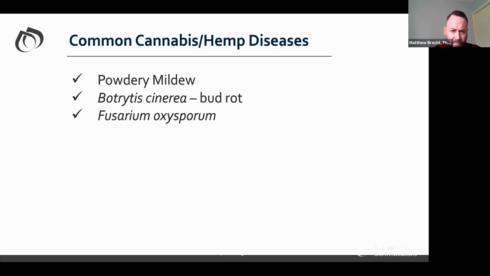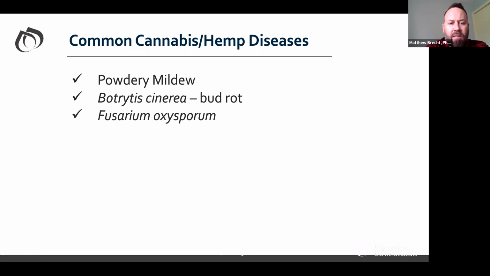So for today, as far as the diseases go, we're really going to cover 3 diseases. I know there's a couple other ones, but for instance, the virus. If you get one of the viruses, there's really nothing you can do other than throw it out and get a new plant. And as far as powdery mildew, bud rot, and fusarium go, these are the major ones that we see very commonly in grow operations.